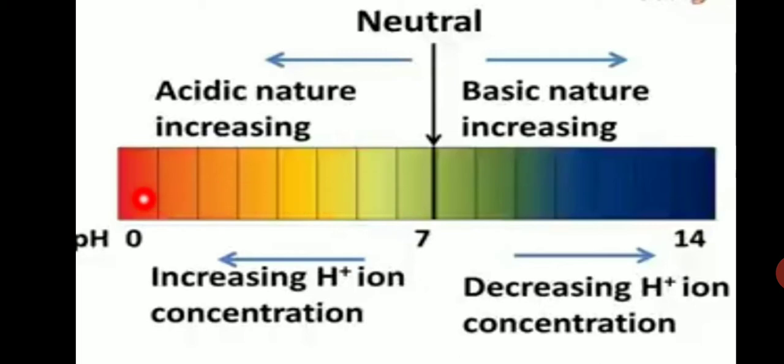H plus ion concentration decreases. Here we are showing the arrow on the opposite side. That means from here to here it increases. Correct. So this part will be higher in H plus ion concentration. Here H plus ion concentration decreases. That means OH character increases.